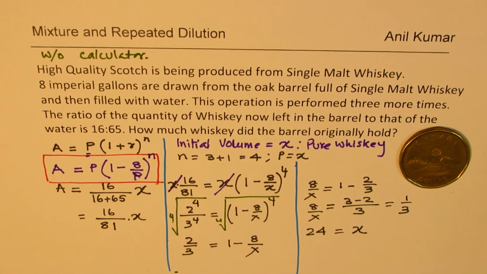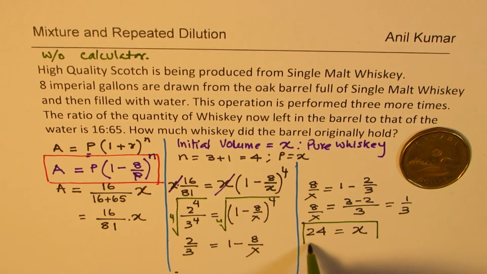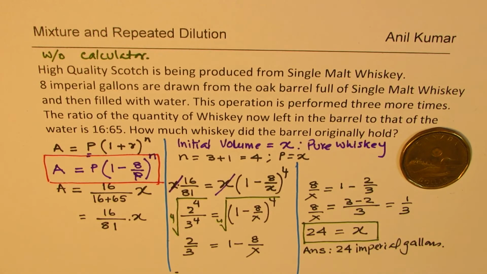So initially we had 24 imperial gallons of pure single malt whiskey, right? So our answer here is 24 imperial gallons, right? So that is what we started with.